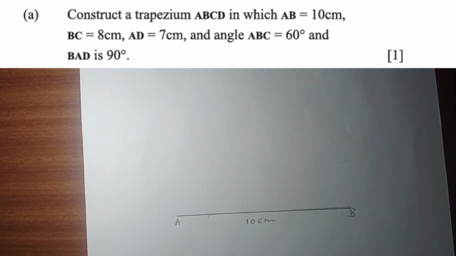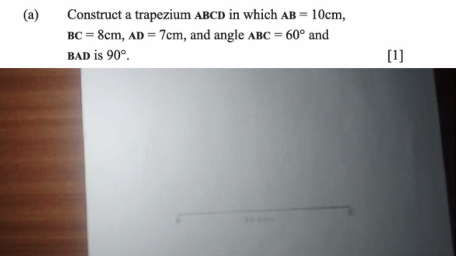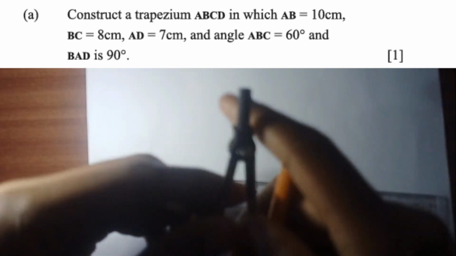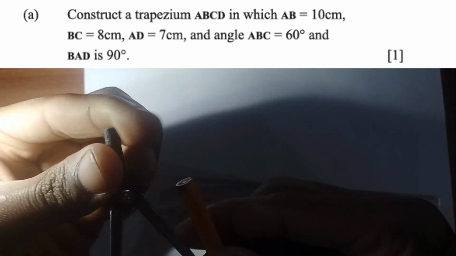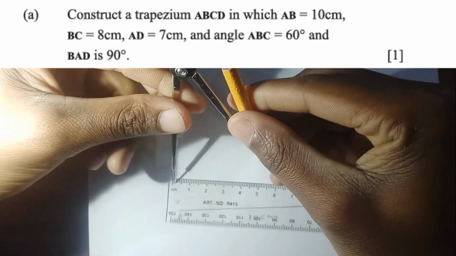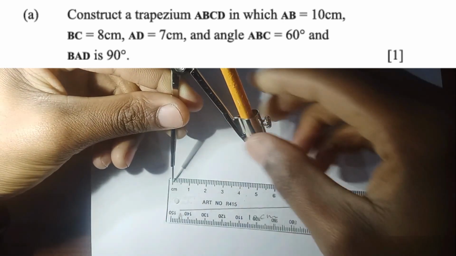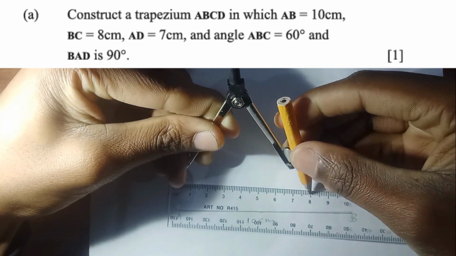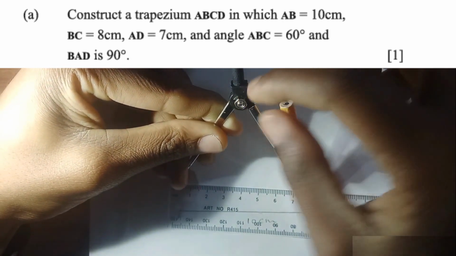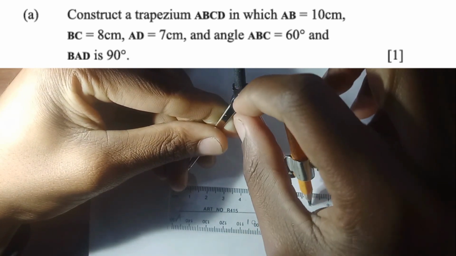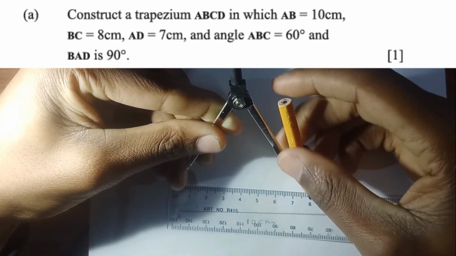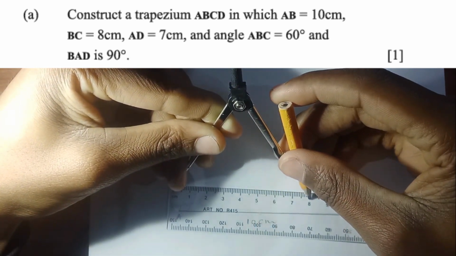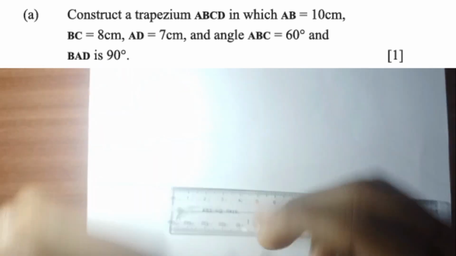Then we are told that BC is 8 centimeters. So C is located somewhere there. We get our ruler and our compass, then we measure 8 centimeters. As you can see, I'm adjusting. I place my compass leg on 0 and extend it to 8 centimeters. Make sure that this is tightened enough so that it's not loose, because if it's loose, you end up changing the radius.